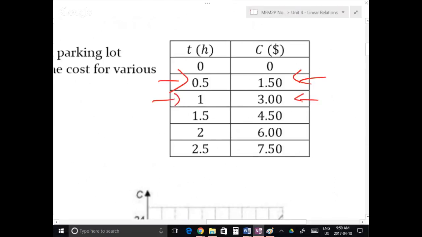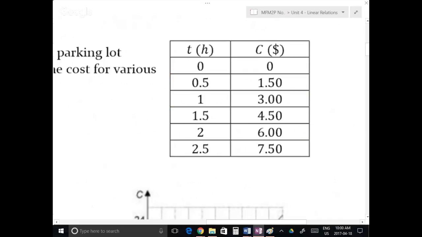$3. How much for an hour and a half? $4.50. But if I were graphing this, would this make a straight line, do you think? Does it look like it's going up by a steady amount? Yeah, it's going up by $1.50 every half hour. So how much every hour? The first hour costs you how much? $3. Second hour costs us how much? $3 more, right? It doubled. So that looks like it's going up by a straight rate.